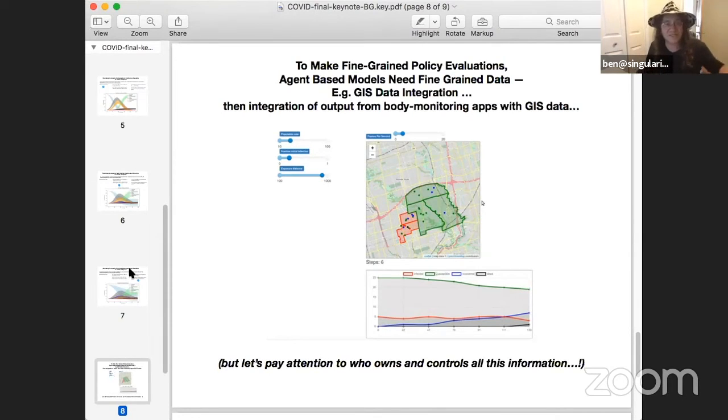From multiple people using such an app, you could tell that there's a bunch of pre-symptomatic people there, which means maybe other people should avoid that neighborhood, for example. And this brings us into a point that came up several times today. This is great, but let's pay attention to who owns and controls all of this information. What we don't want is like Big Brother on biometric AI, right? I mean, all this data coming out of our bodies should be owned by us.